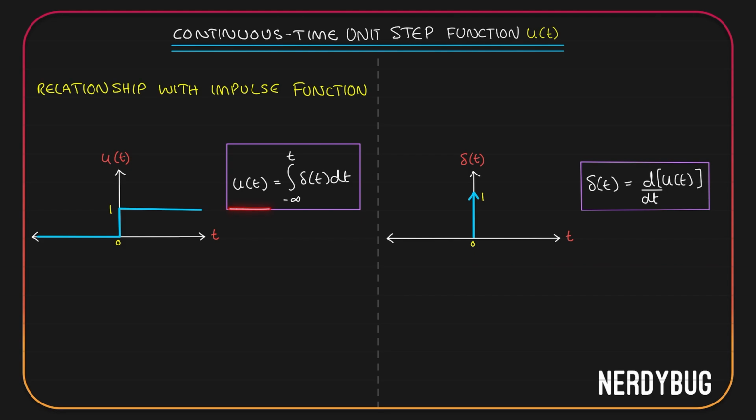u(t) is just the integral from minus infinity to t of delta(t) dt. And obviously, if u(t) is the integration of delta(t), then delta(t) will be the derivative of u(t). So delta(t) is d by dt of u(t). You can see that over here. From minus infinity to here, there is no change, so the derivative, which gives us the slope, is 0. Here also, slope is not changing, so the derivative is 0. But here, there is a sudden change from 0 to 1. So at 0, we get an impulse like this.